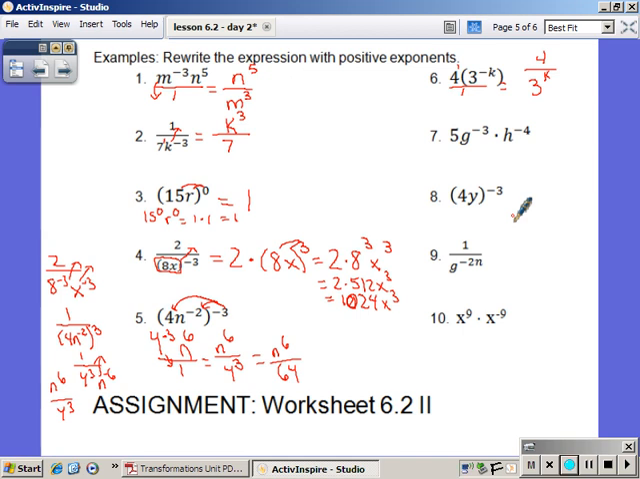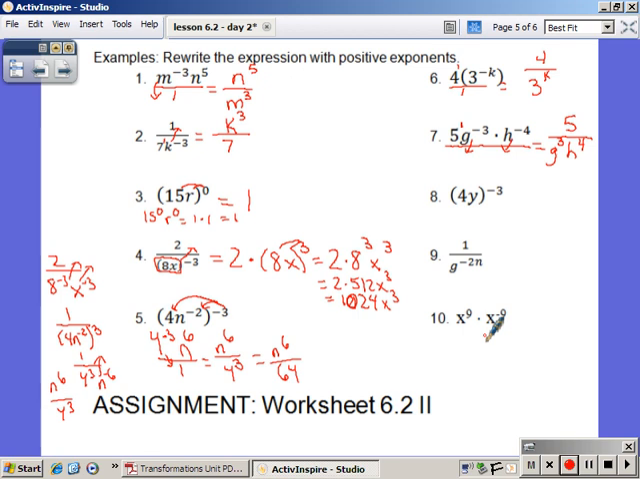For number 7, 5 is really being raised to the first power, so it's good as it is. However, G and H both need to move because they both have negative exponents. So 5 stays in the numerator. G drops to the denominator, so its exponent can become positive. Exact same thing happens with H. So again, only the terms that have negative exponents get moved. If it doesn't have a negative exponent, keep it where it is, either in the numerator or the denominator.